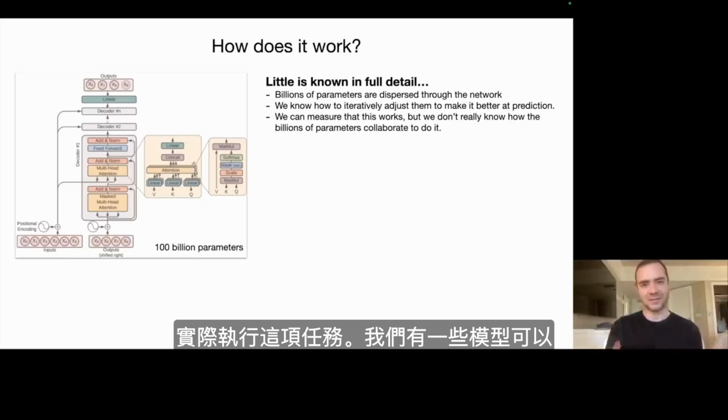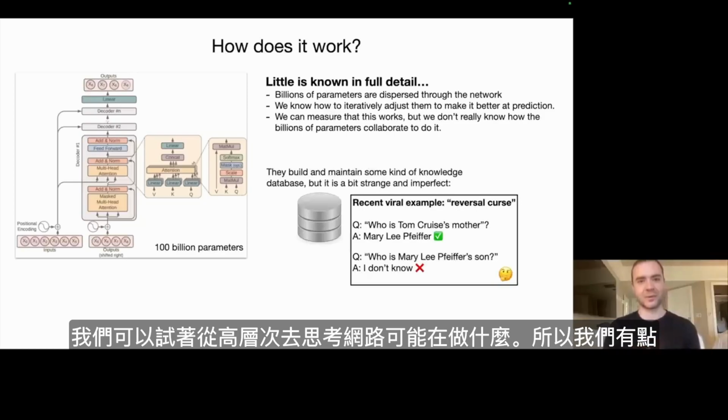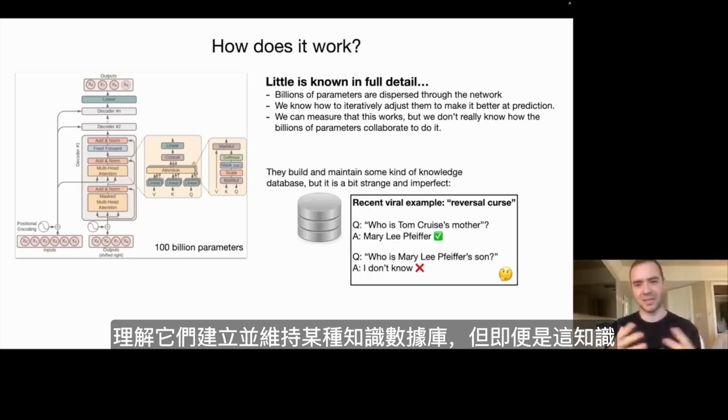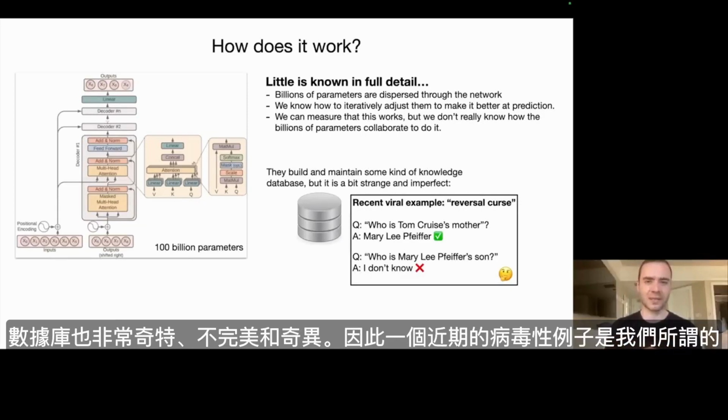We have some models that you can try to think through on a high level for what the network might be doing. So we kind of understand that they build and maintain some kind of a knowledge database, but even this knowledge database is very strange and imperfect and weird.